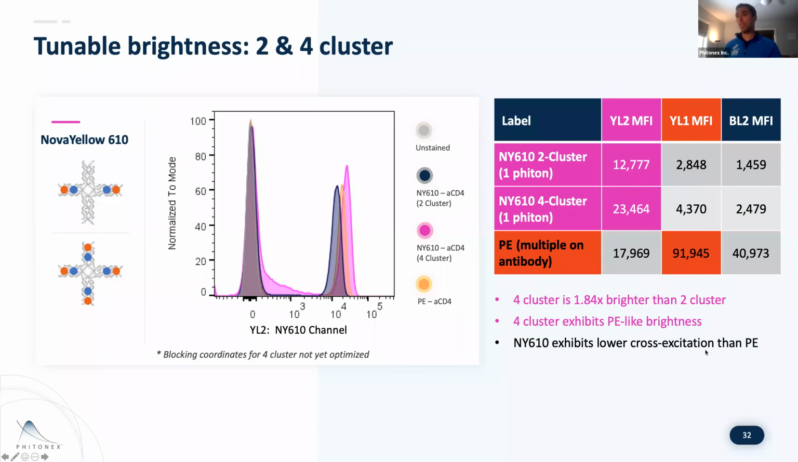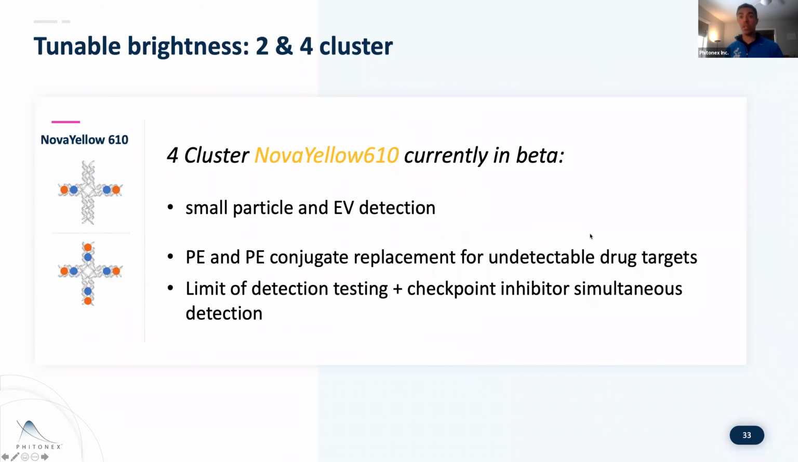But of course, one of the key things here is it exhibits a heck of a lot less cross excitation than PE. So the way we think about this is the ability to use this across all of the different colors that we've talked about, all 6 of those labels. And so that's what's going on. We've got our 4-cluster NovaFluor 610, which is currently in beta, and we're also deploying all 6 of our labels across that 4-cluster.